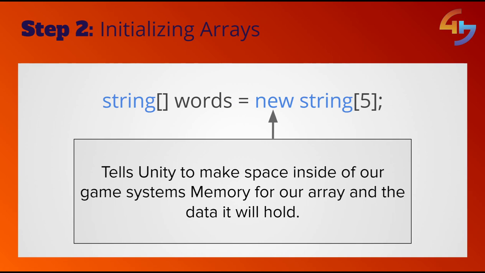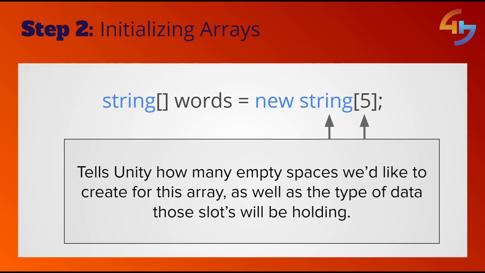The keyword new is required here in order for this to work. Now, thankfully, we don't need to worry about what it does too much in order to use it here. But to put it extremely simply, in case you're curious, we're telling Unity to make space for the data our array will hold inside the memory of whatever system our game is being played on, such as a PC, console, mobile phone, etc. The next part is the data type and number.